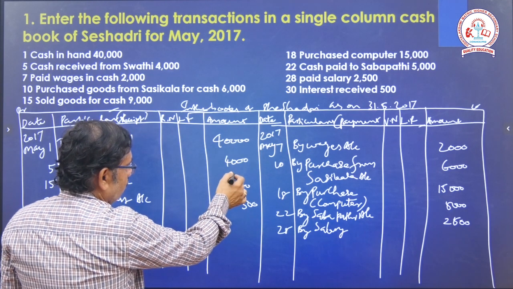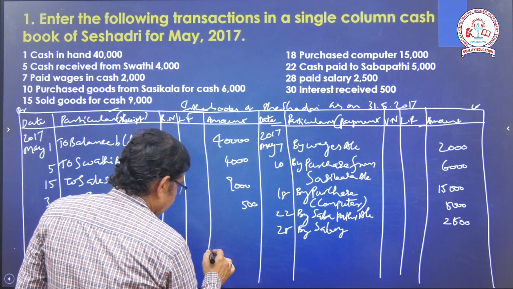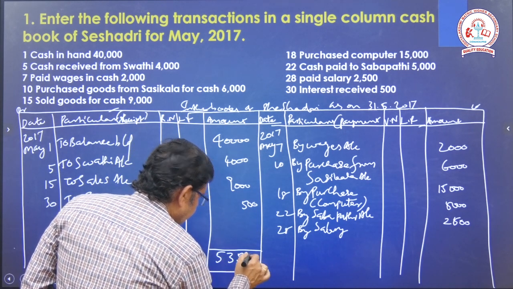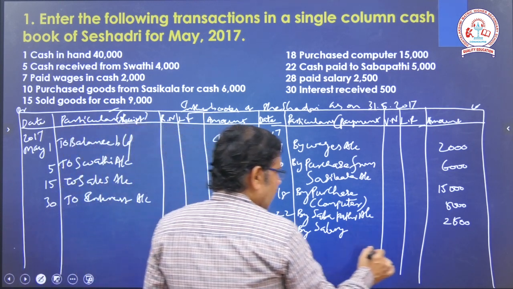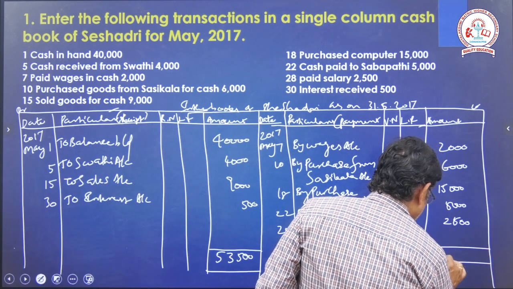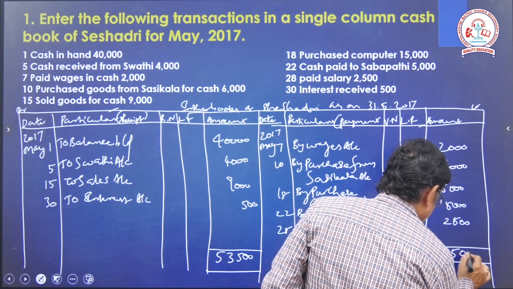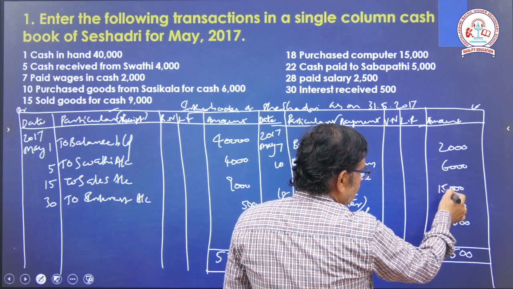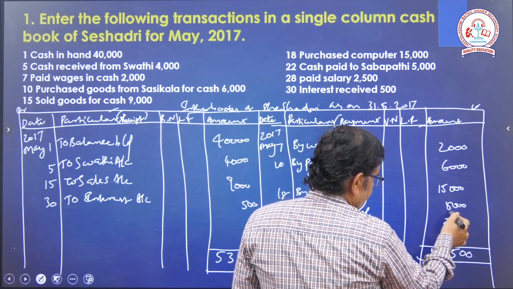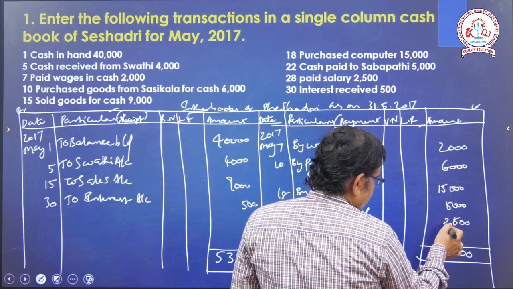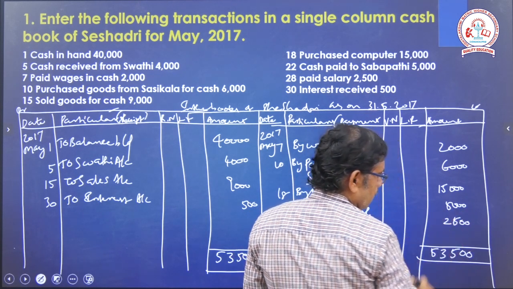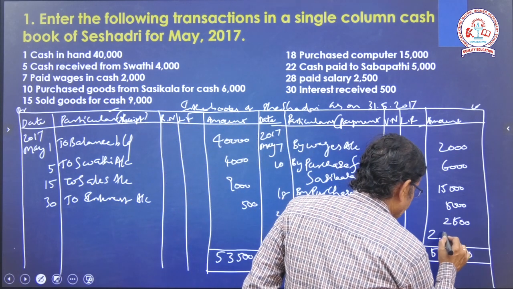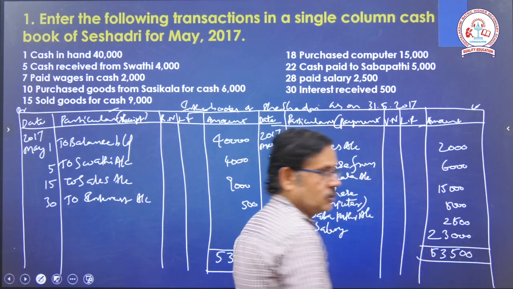See, 40,000, 44,000, then 53,000, 53,500. Write the value 53,500. This value is transferred to the payment side, 53,500. And here 2,000, 8,000, 23,000, 23 plus 5, 28, then 30, 30,500. So 53,500 minus 30,500, and the remaining balance we receive is 23,000.